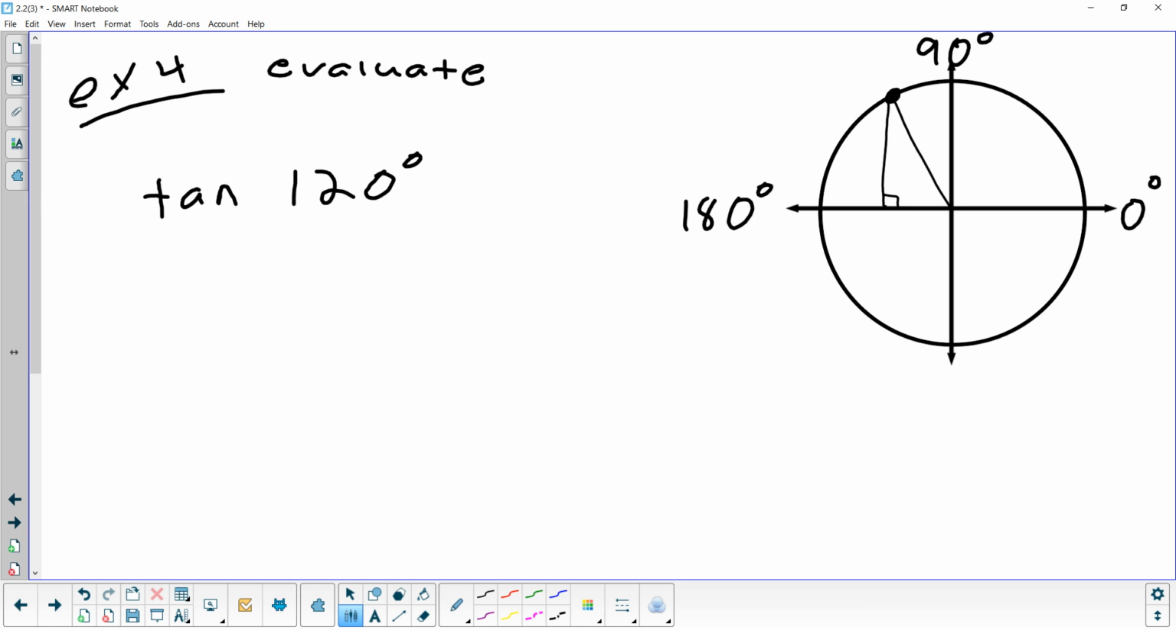And Autumn, do you remember in the 30, 60, 90 how long the short side is? 1/2. Yep. Good. Short side is 1/2. And Jess, how about the long side? Square root 3 over 2. Good. Square root 3 over 2. So now we can write our coordinate, but just make sure we take into account that we're in quadrant 2.